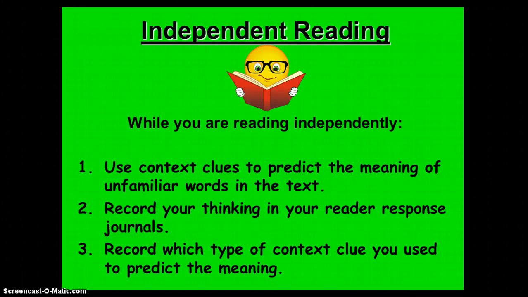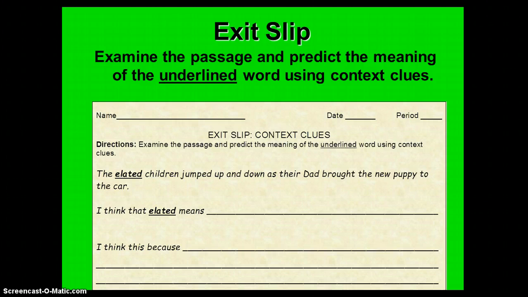At this point, after they've had some time to be reading on their own and recording in their journals, we would come back together as a class for an exit slip. This is a form of formative assessment that I would use to look at their understanding of context clues and using those to determine words. They would complete this exit slip before class was over.